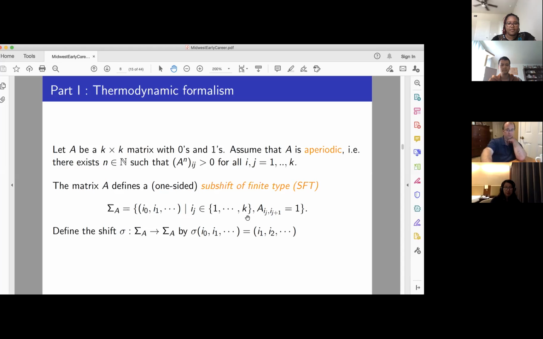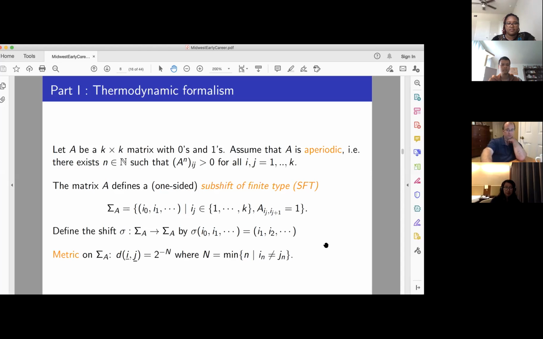Right. So with this space, we can define a map, which is called the shift. What does this map do? If we have a sequence i0, i1, i2, and so on, and apply this map to this sequence, we basically just erase the first letter, or erase the first guy in the list. So we get i1, i2, and so on.